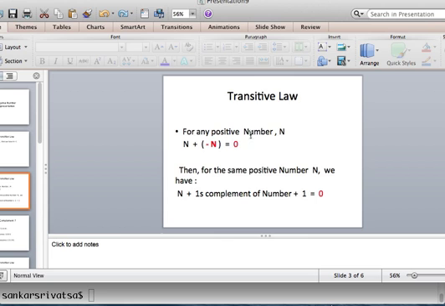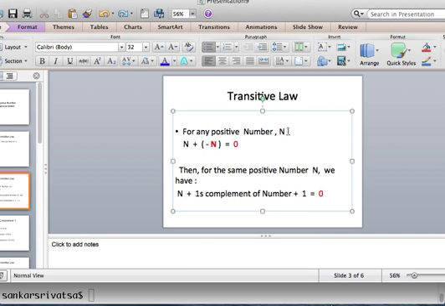Let's look at a couple of equations. For any positive number, if you add the negative of that number, we always get zero. That is very trivial. On the other hand, if we take the same positive number and the complement of that number, add them up, and then add 1 to it, we get 0. We will see what this is all about. We're going to look into this equation now.